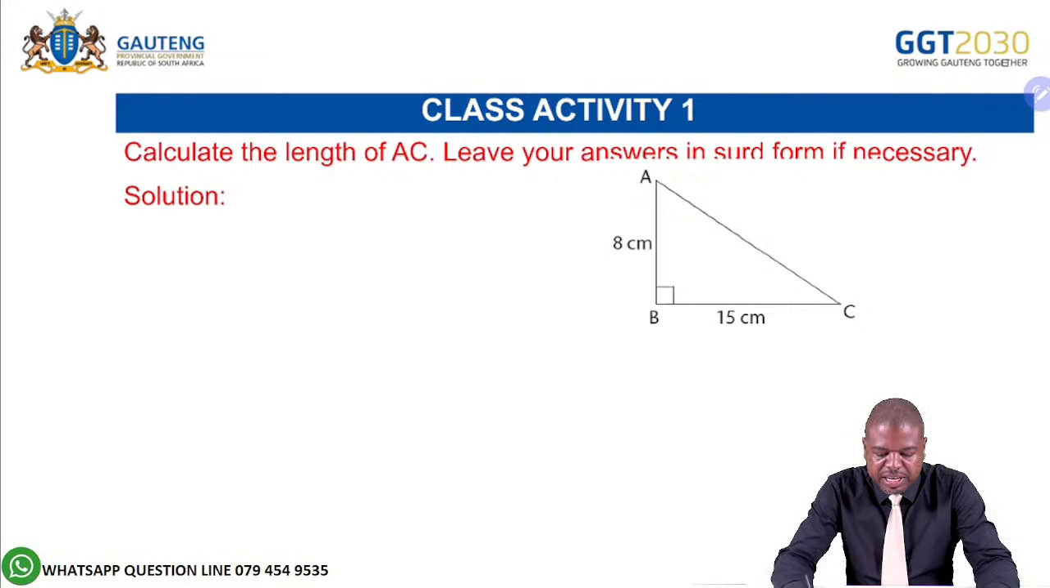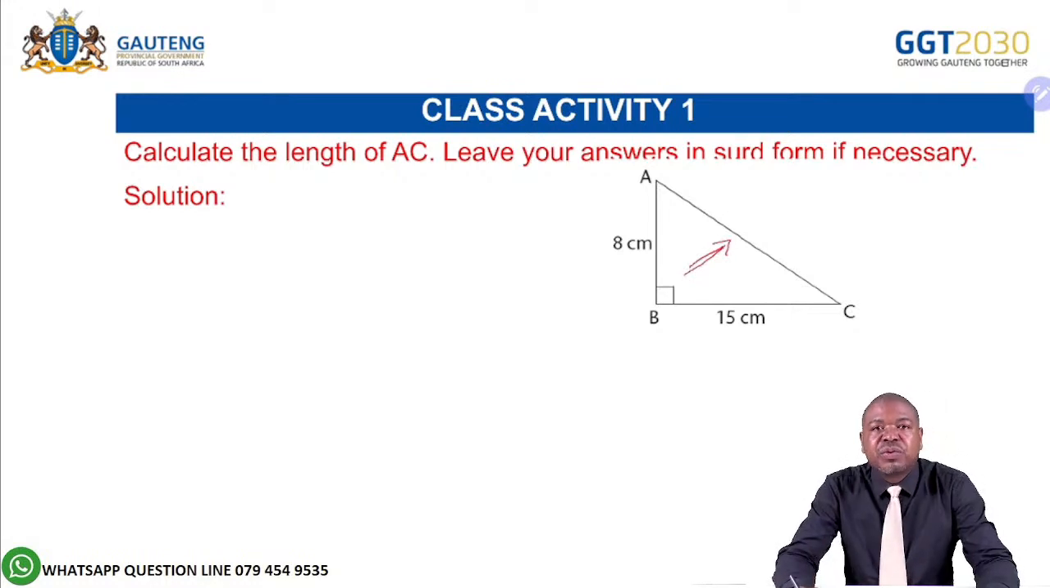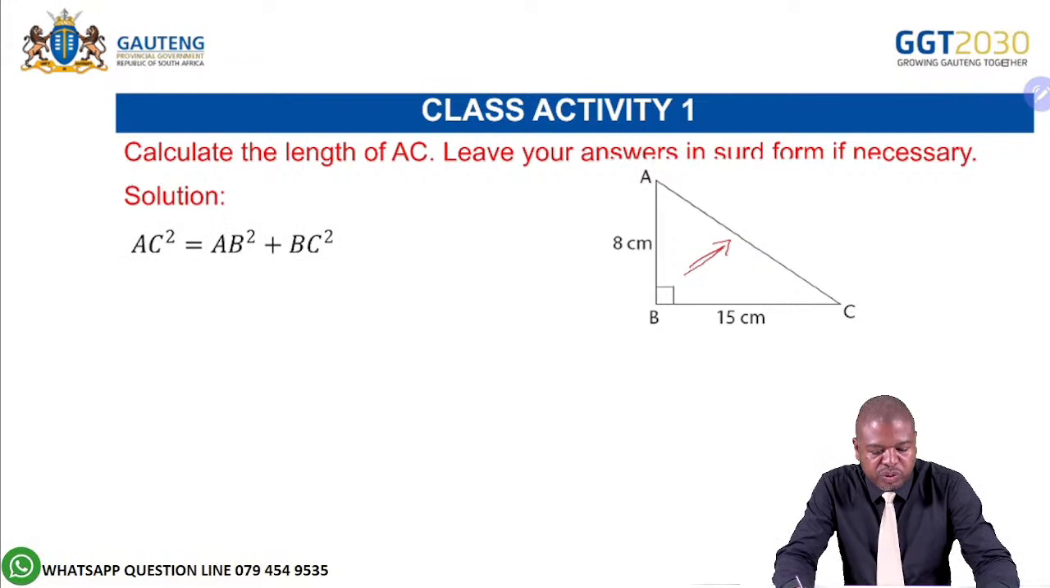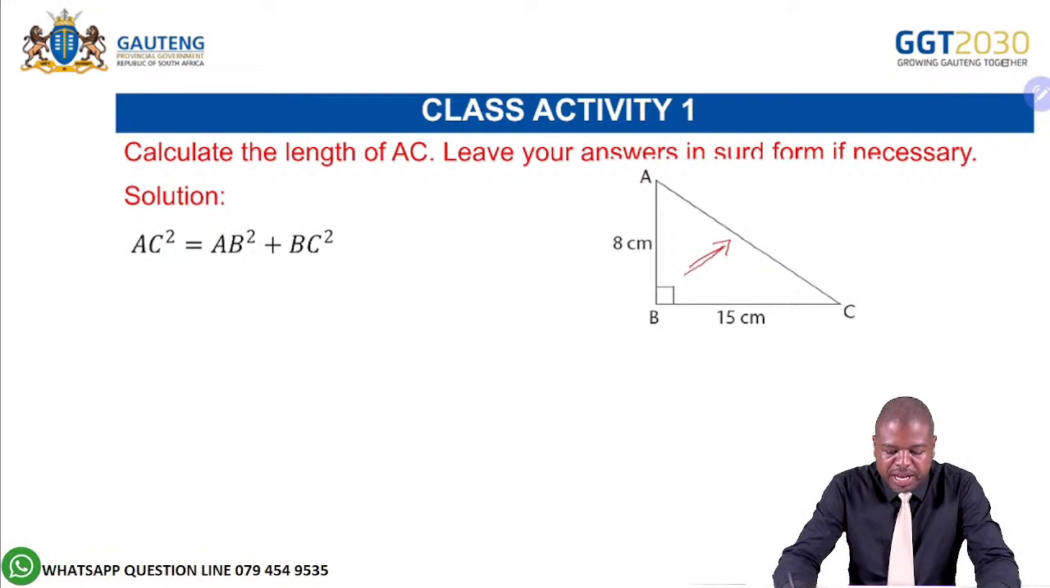Now let's go through our class activity together. Right, we are given a right angle triangle there, and we have to calculate the length of AC, which is our hypotenuse. So we state our Pythagoras theorem there, which is AC squared is equal to AB squared plus BC squared.